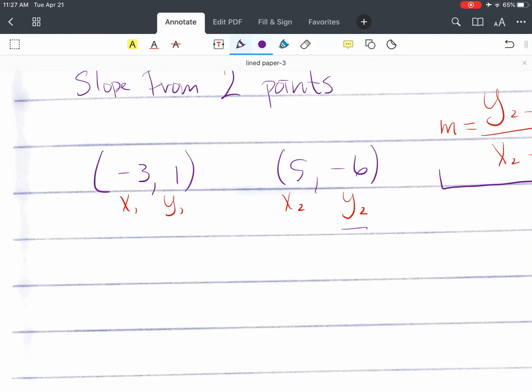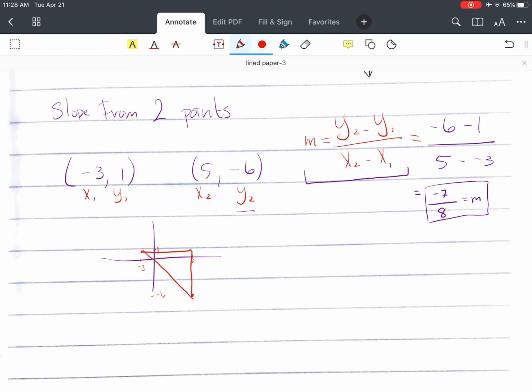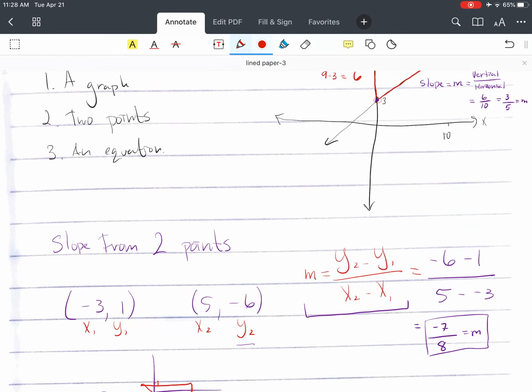Now, if you don't like using the formula, you can totally graph these 2 points. Negative 3, 1 would be somewhere like right here. And then 5, negative 6. This would be 5. This would be like negative 6 down here. And then you could connect the 2 points. And then you would draw the triangle. And then you would do the same thing we did. You find the vertical distance, the horizontal distance, and you're going to get the same answer: negative 7 over 8.